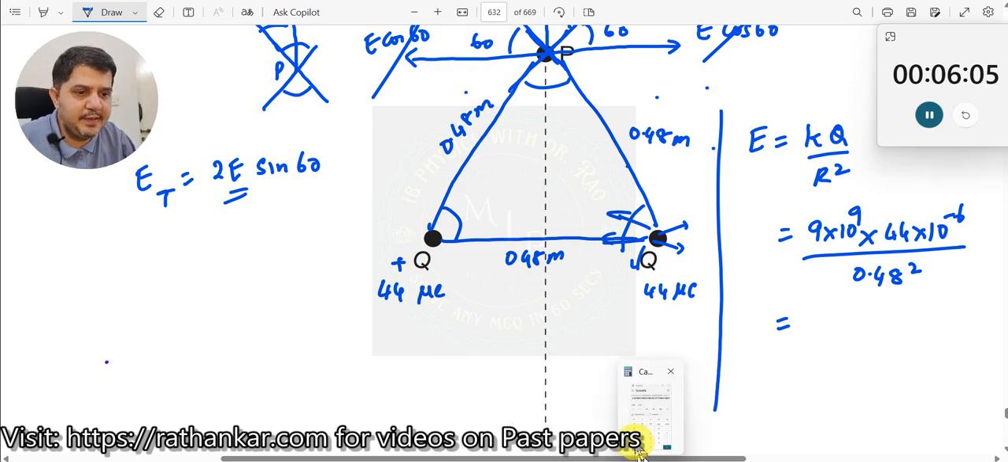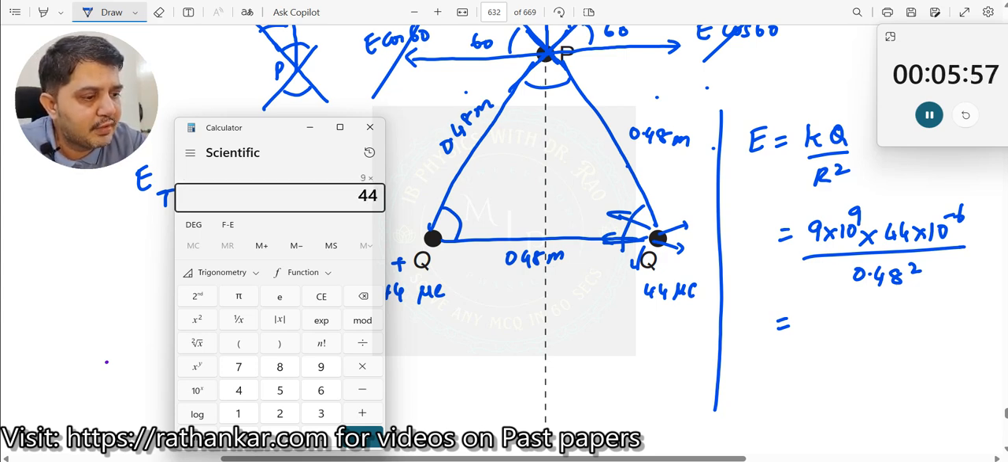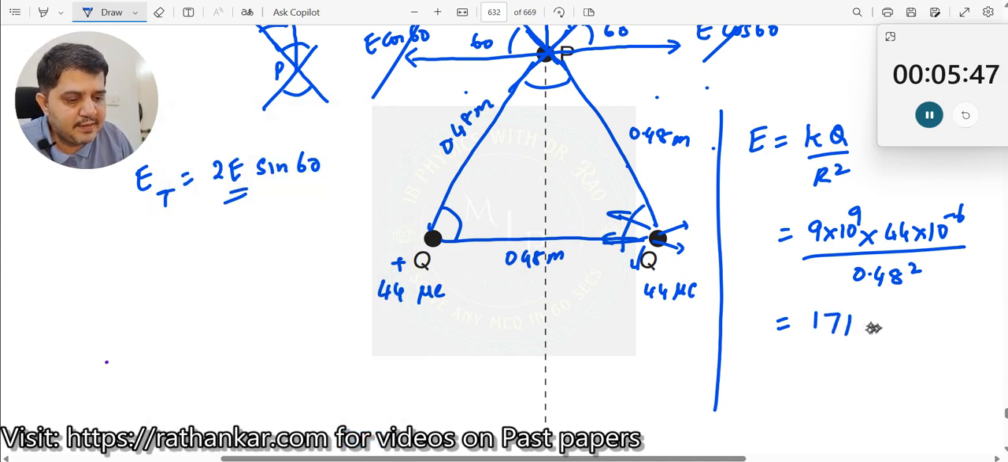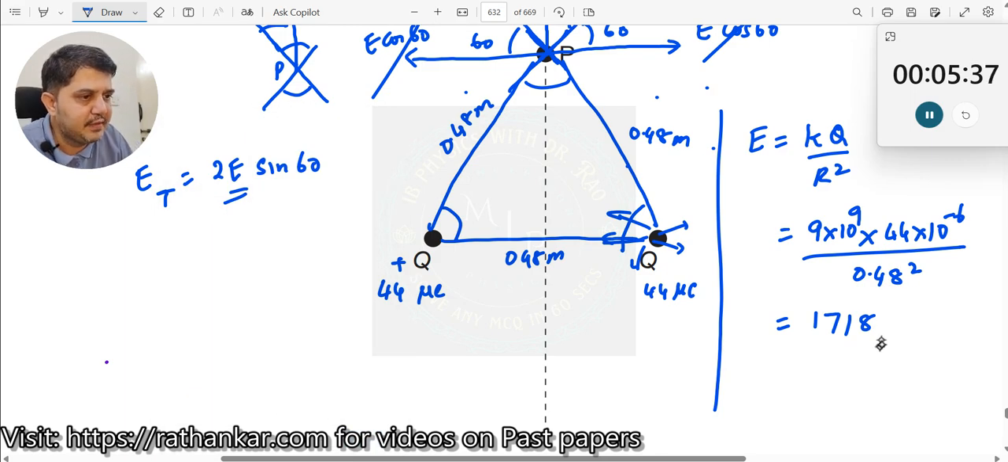Now let me use my calculator so that I get the answer correctly. So now we have 9 into 44 divided by 0.48. I get this 825, divided by 0.48 once again. I get this as 1718.75. And did we have any power there? Here 10 power 9, here 10 power minus 6. It should be 10 cube. This is what we have.